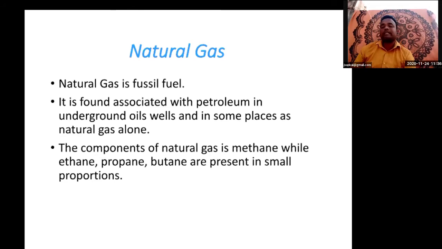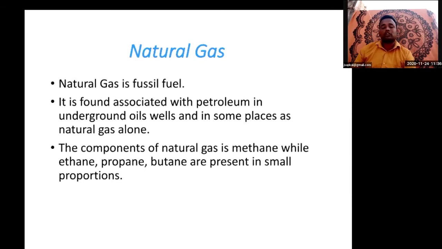Again I am saying that methane, ethane, propane and butane are present in small quantities. Natural gas is formed from the remains of organisms buried deep underground and subjected to high pressure. Natural gas also comes from organisms buried under the ground. This fuel can be carried over long distances by means of a gas pipeline.